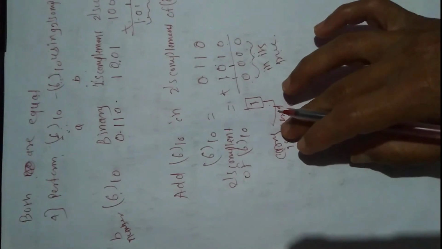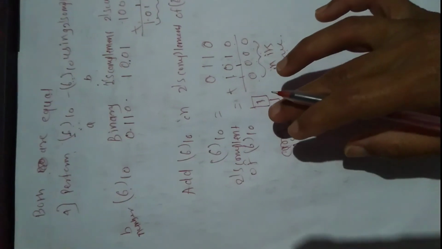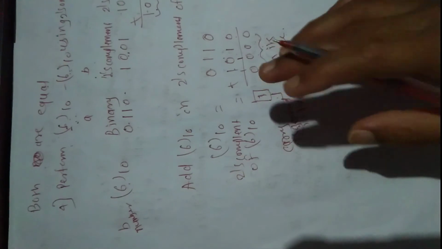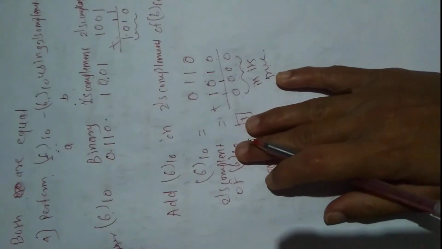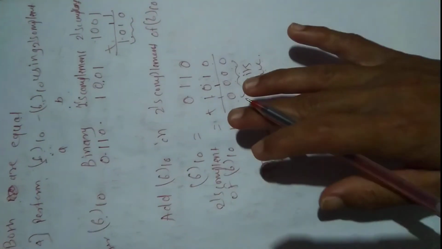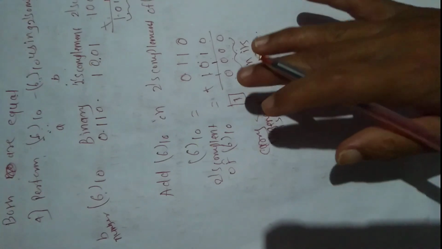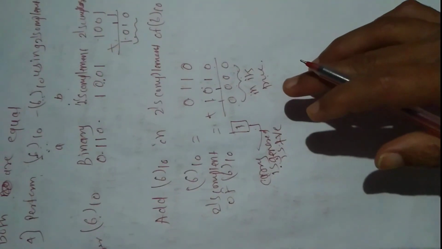A and B both positive, A greater than B. A and B positive, A less than B. Both negative, that is the third case. And both equal, that is the fourth problem. These are the types of problems in binary subtraction using 2's complement. Next lecture, we study binary subtraction using the 1's complement method.